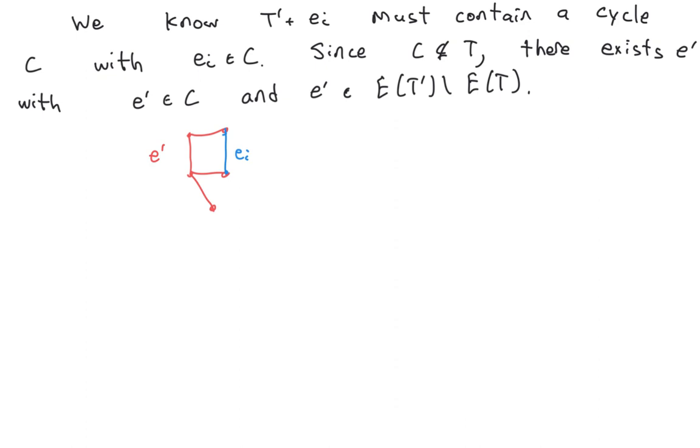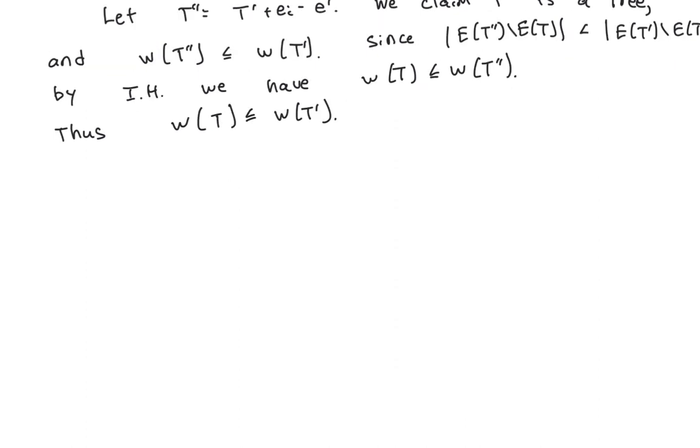And the whole reason why we're going to do this is because we're going to replace E prime with EI and get a tree of smaller weight than T prime. So that's the next step. We let T double prime be what happens when we take our spanning tree T prime and swap the two edges. And because we've swapped two edges along a cycle, it turns out T double prime is a tree. That takes some effort to prove, but it can be proven using our tree properties.